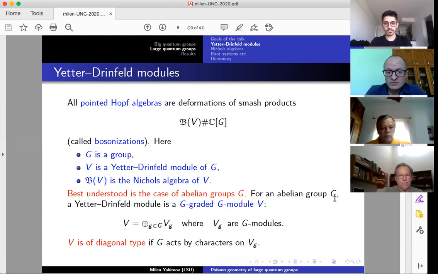If you're in the world where the group G is not abelian, the structure is slightly more complicated. Each of these subspaces V_g is not a G-module on its own, but G somehow moves these modules from one to the other by using the conjugation action on itself.